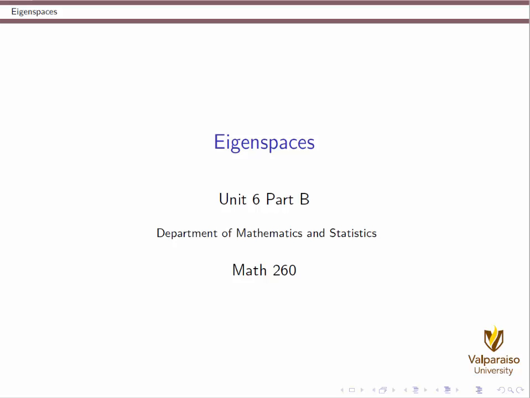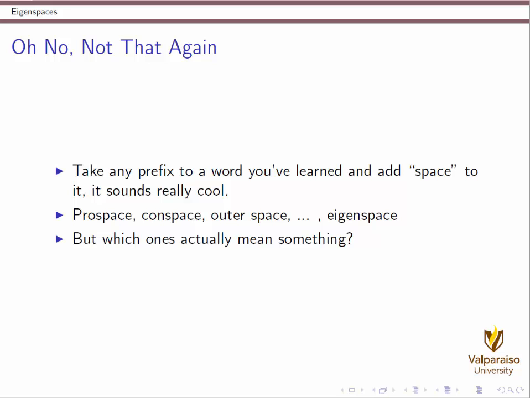Now we will look at eigenspaces, the third of our eigen-whats. We've done this a few times during this term. We've taken words and added space to the end, and you can do this in life. Your friends may walk away, but then they weren't really friends anyway. We've had vector spaces, subspaces, and now eigenspaces.